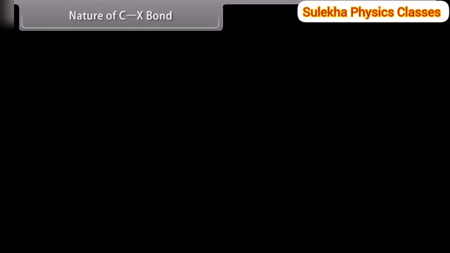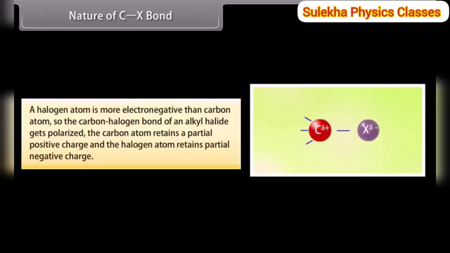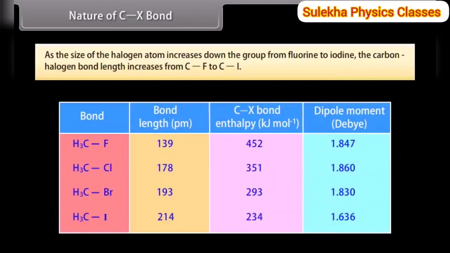Nature of C-X bond. A halogen atom is more electronegative than carbon atom, so the carbon-halogen bond of an alkyl halide gets polarized. The carbon atom retains a partial positive charge and the halogen atom retains a partial negative charge. As the size of the halogen atom increases down the group from fluorine to iodine, the carbon-halogen bond length increases from C-F to C-I.